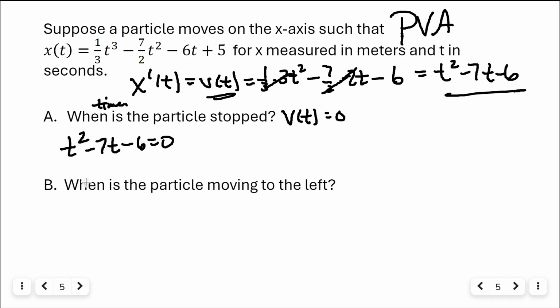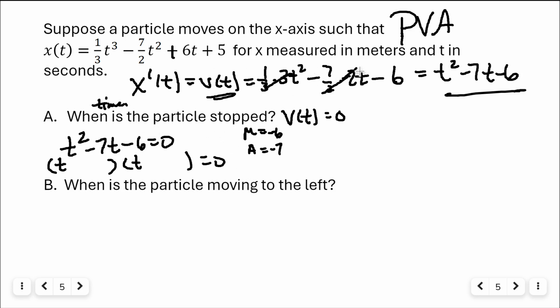To figure out when the particle stopped, I would need to know when the velocity, which is that, is equal to 0. So now the question is, what would I do with this? Well, I'm going to factor it. Okay, it's quadratic, so factor of t and t. The two numbers have to multiply to be negative 6 and add up to negative 7. No, that's not going to work. So let's change this slightly.